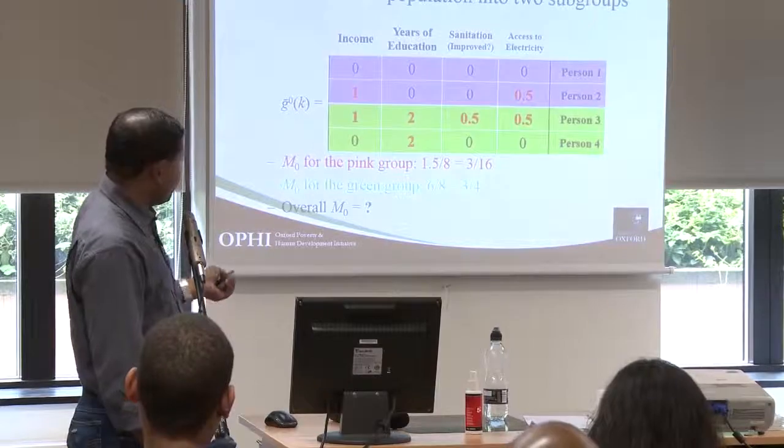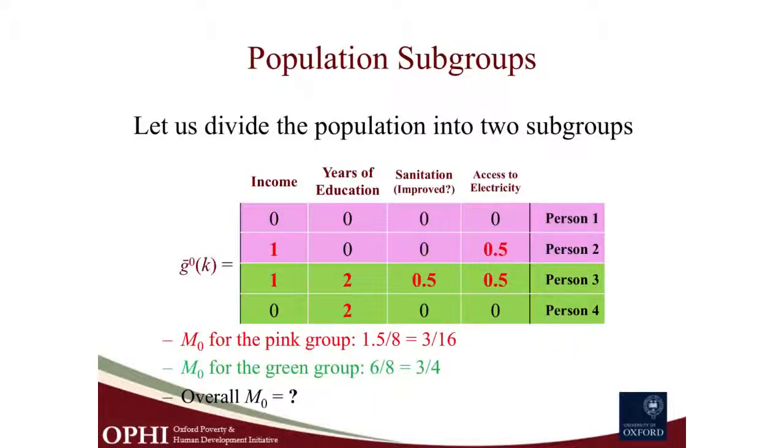So M0 for the pink group, if you sum everything up, is 1.5 over 8, right? So it's 3 over 16. And M0 for the green group is 6 over 8, which is equal to 3 over 4. The overall M0 can be easily computed by the population share, which is half in this case, times 3 over 16 plus half times 3 over 4, which is 15 over 32.